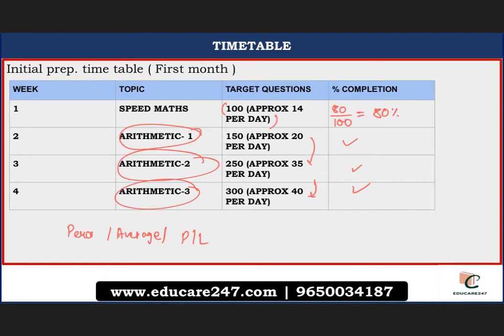All right, so I want you to create such a table for yourself. All right, week 2 will be your arithmetic, week 3 will be your arithmetic 2, and week 4 will be your arithmetic 3, and you will be done with arithmetic. And trust me, there are around 12 to 14 questions on arithmetic. So mind you, it's very important. We cannot take it for granted. And in the first month itself, you have done good, right? Just follow this timetable. All right.